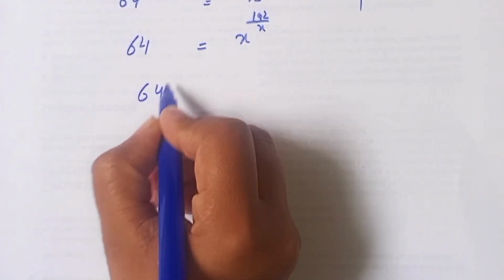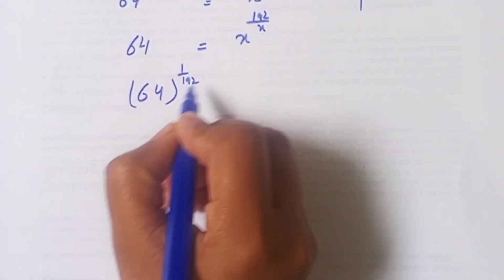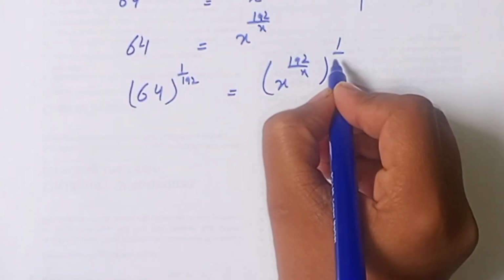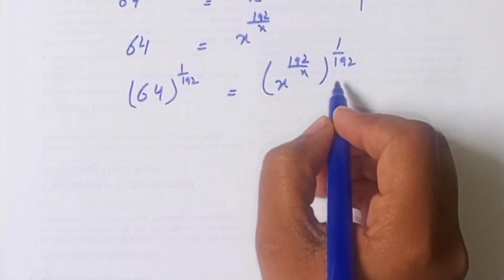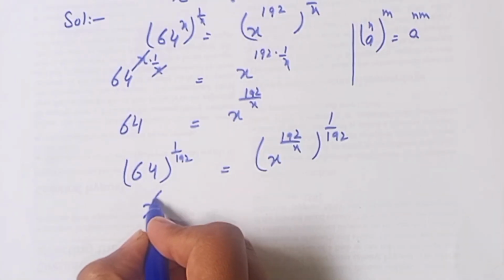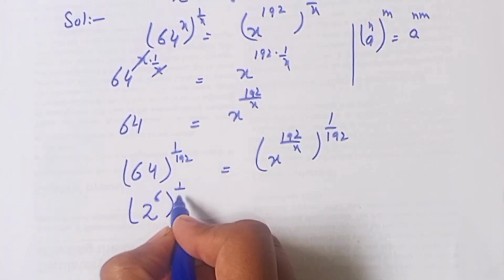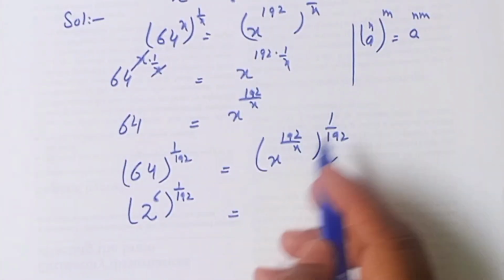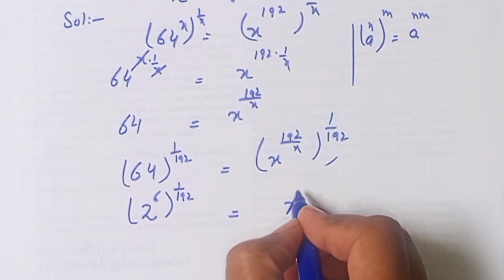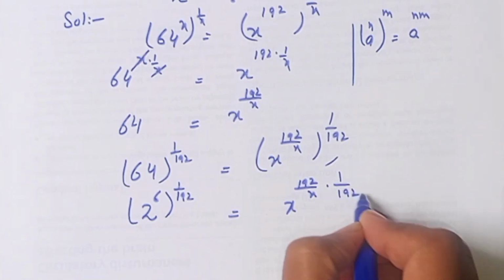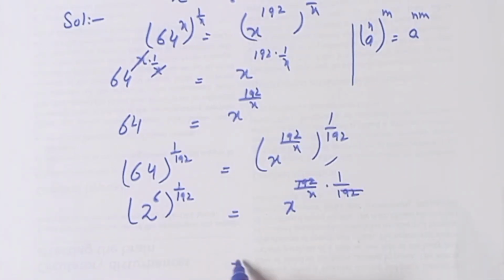So this is 64, take a power 1 over 192 on this side, and this is x raised to the power 192 over x, take a power 1 over 192 on this side. And this 64, we write this as 2 raised to the power 6, which is equal to 64, and this is 1 over 192. We apply this property on this value. So this is x raised to the power 192 over x multiply 1 over 192.